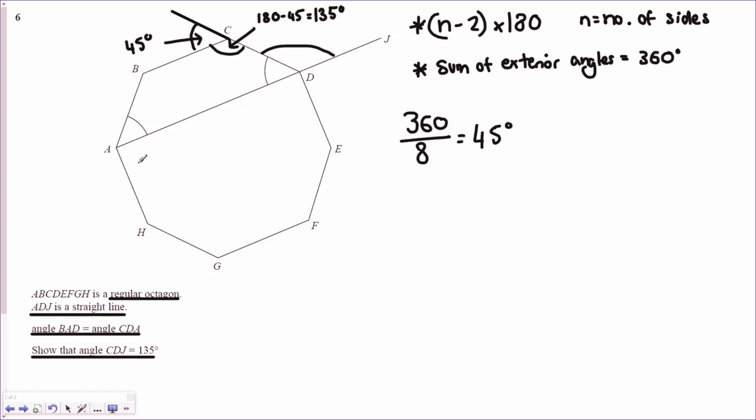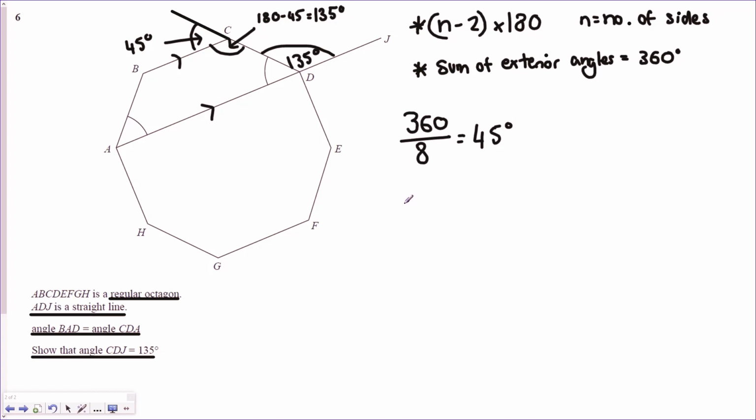They tell you that ADJ is a straight line. So that means this side length here and this line here are parallel. Therefore, this angle here and this angle must be alternate to each other. So if this angle here is 135, this angle here is 135 degrees.